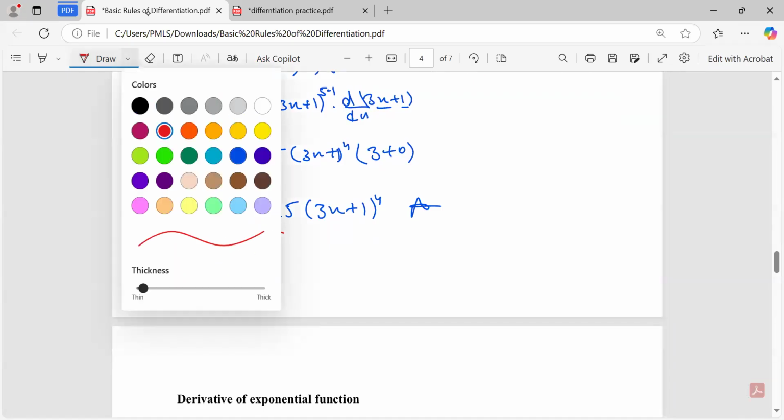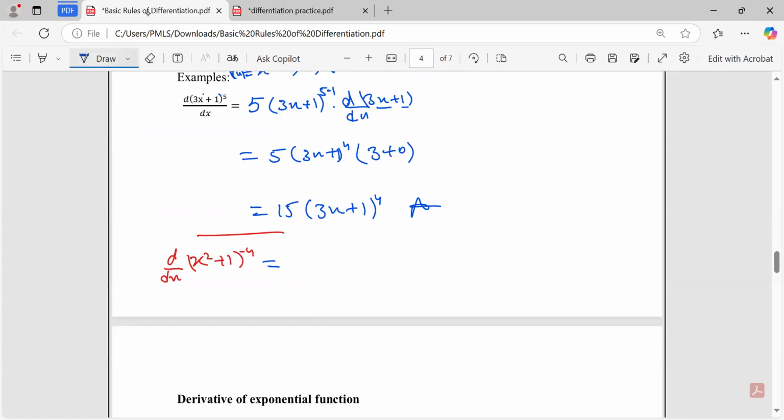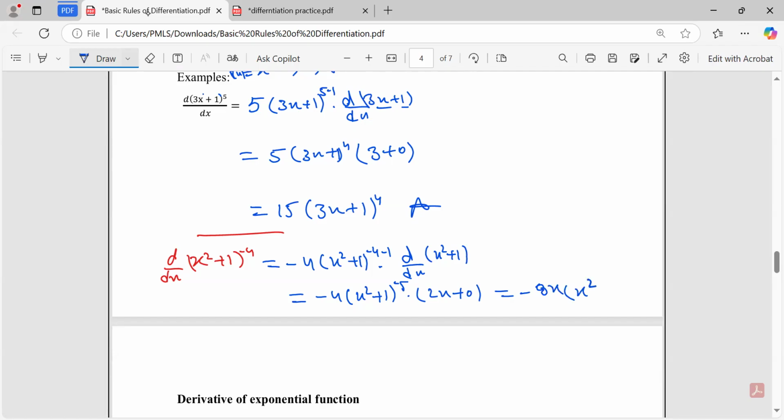So in this case, again, we will apply the chain rule, which states: minus 4 times (x square plus 1) raised to power minus 4 minus 1, by chain rule. We apply the power rule here, because we take the derivative of the outer function, then we take the derivative of the inner function, that is x square plus 1. So in this way, it will become minus 4 (x square plus 1) raised to power minus 5, and the derivative of x square is 2x, the derivative of a constant is 0. So 2x multiplied by 4 is equal to minus 8x times (x square plus 1) raised to power minus 5. So this is the final answer.